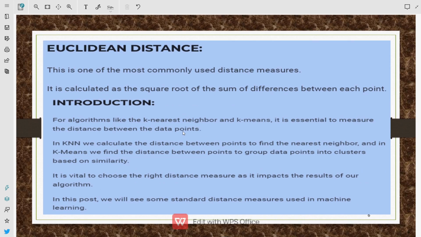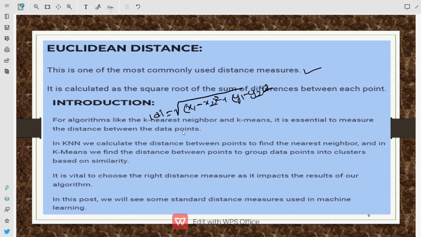Now we'll see the first distance measure, that is Euclidean distance. The Euclidean distance is one of the most commonly used distance measures. It is calculated as the square root of the sum of the squared differences between each point. Basically, this is how we find the distance between two points: square root of (x1 minus x2) whole square plus (y1 minus y2) whole square. Likewise, we will find the distance. This is how the Euclidean distance works.